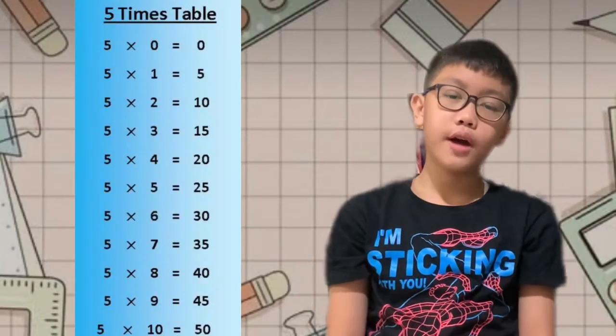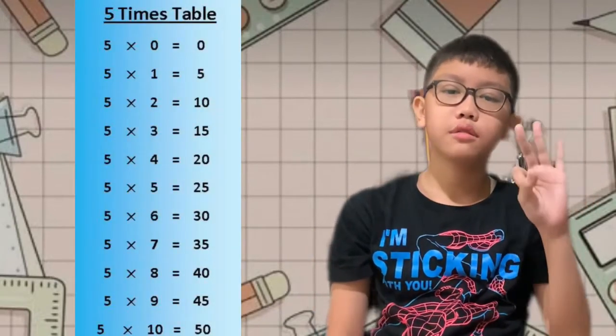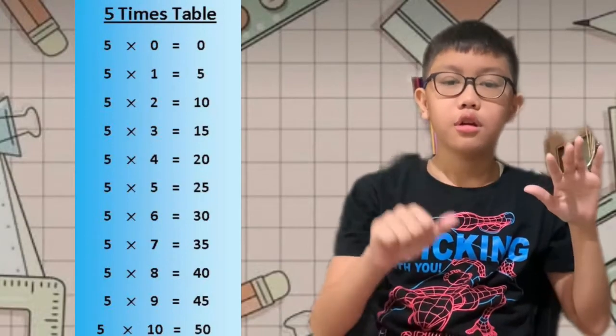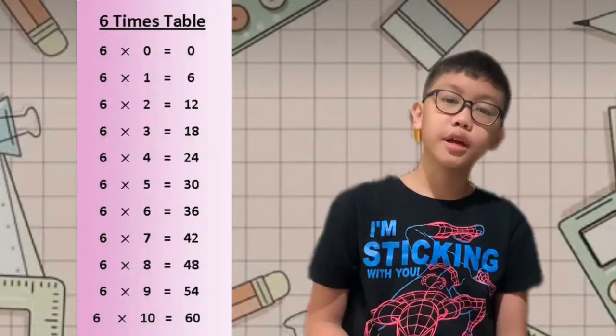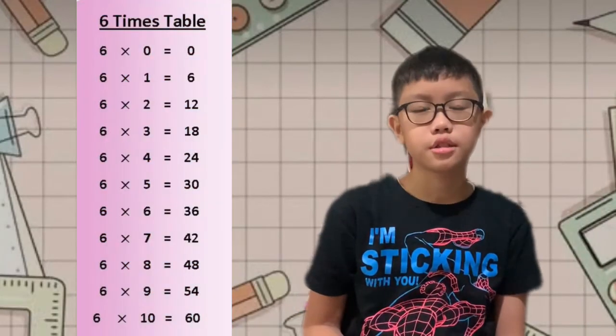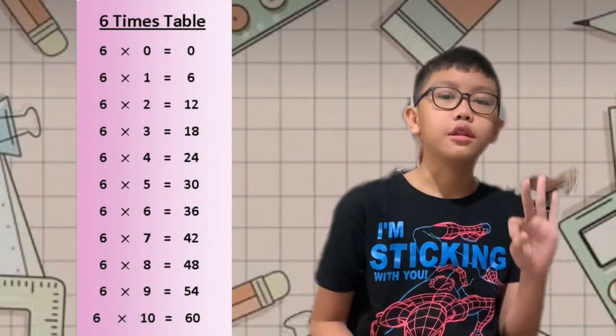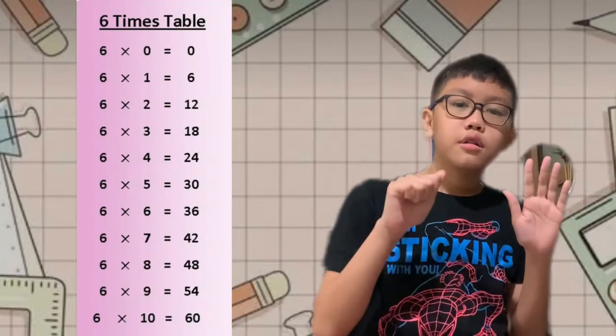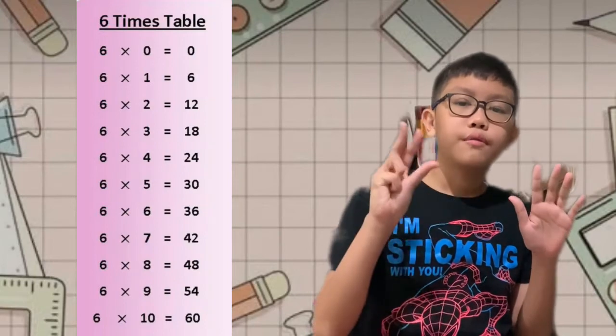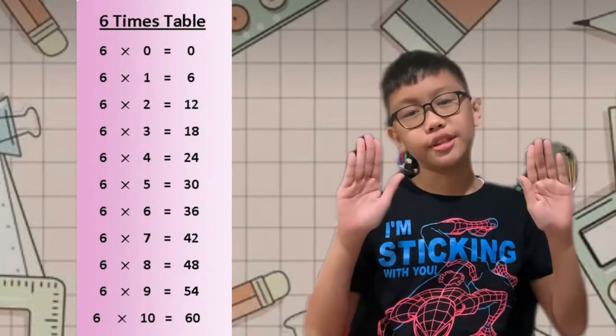Multiplication table of 5. 5, 10, 15, 20, 25, 30, 35, 40, 45, 50. Multiplication table of 6. 6, 12, 18, 24, 30, 36, 42, 48, 54, and 60.